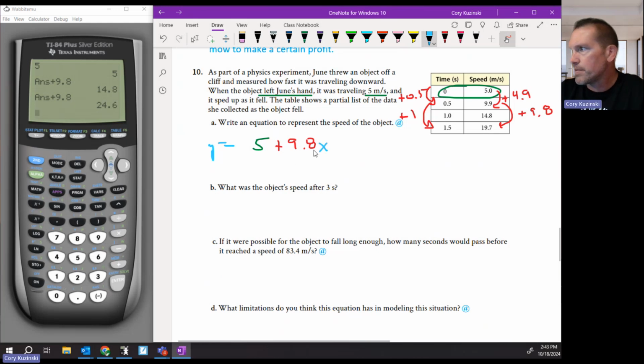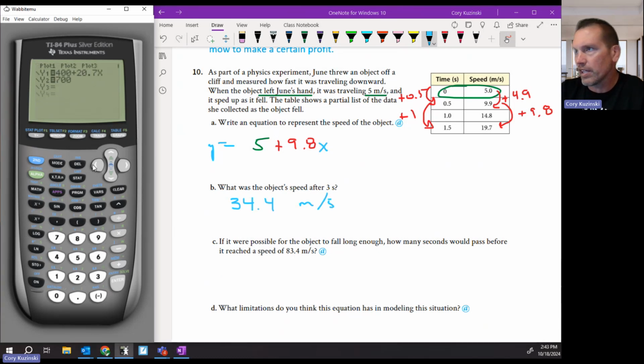There we go. Object speed after 3 seconds. Well, this is after 2 seconds, so I guess let's use my recursive rule and say 34.4. So 34.4 meters per second.